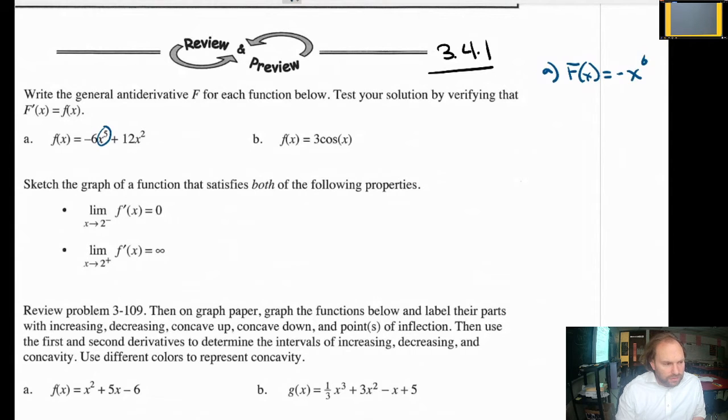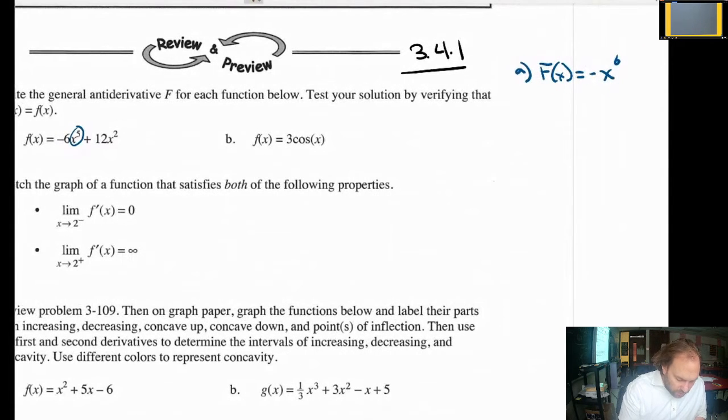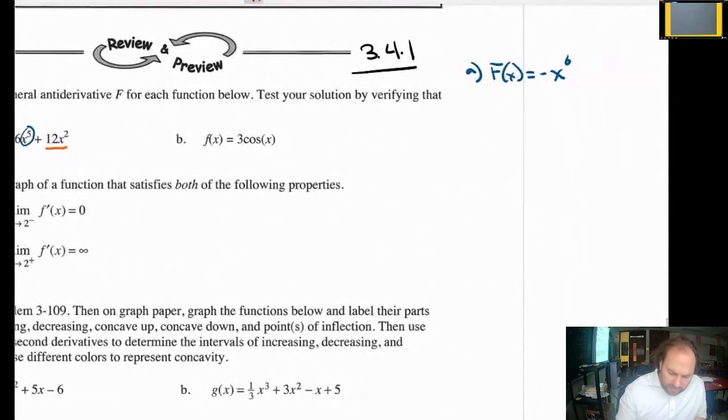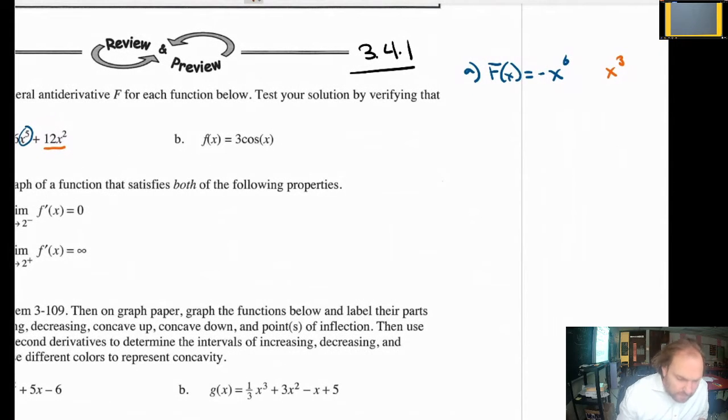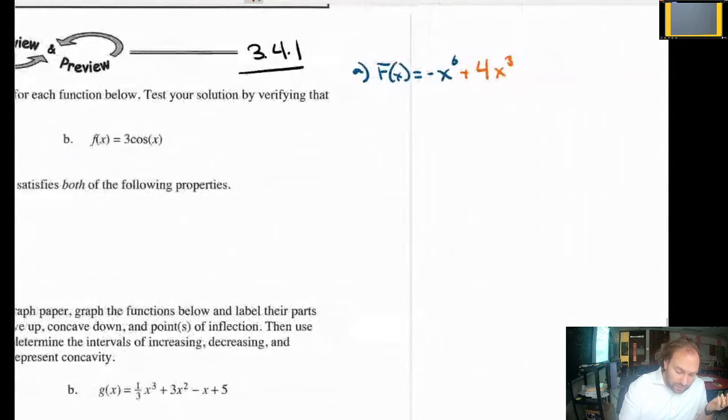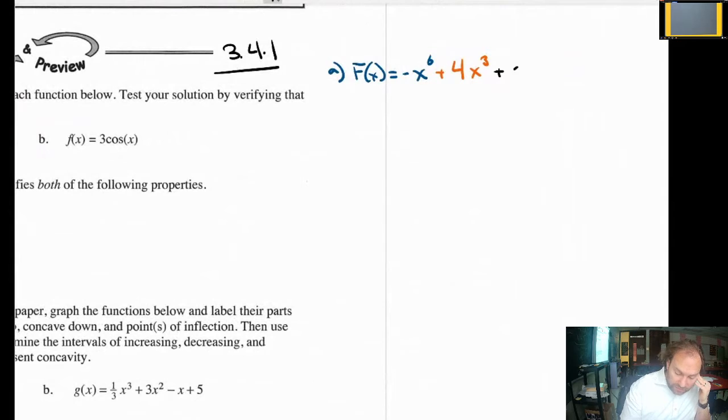Kind of the same thing with the second term. We need this 12x squared. We need something x to the 3rd power up there. And 3 times 4 would give us 12. So let's call it 4x to the 3rd. We'll do a plus there. And there you go. That would be the antiderivative of this thing. Of course, if we want the general antiderivative, we would also put plus c at the end because when you take the derivative, any constant number will just become 0.